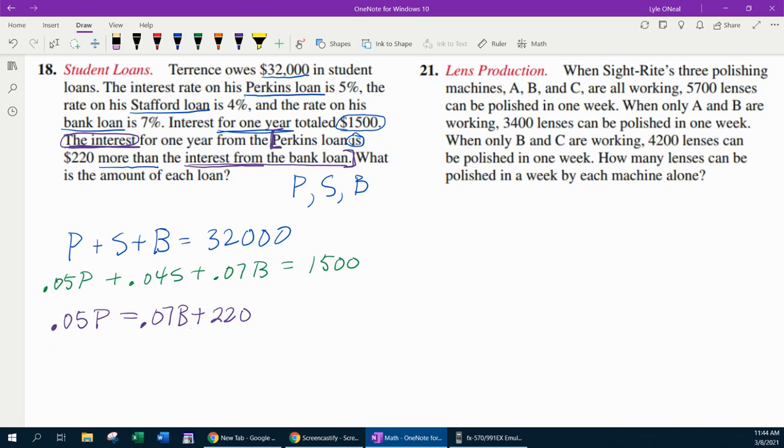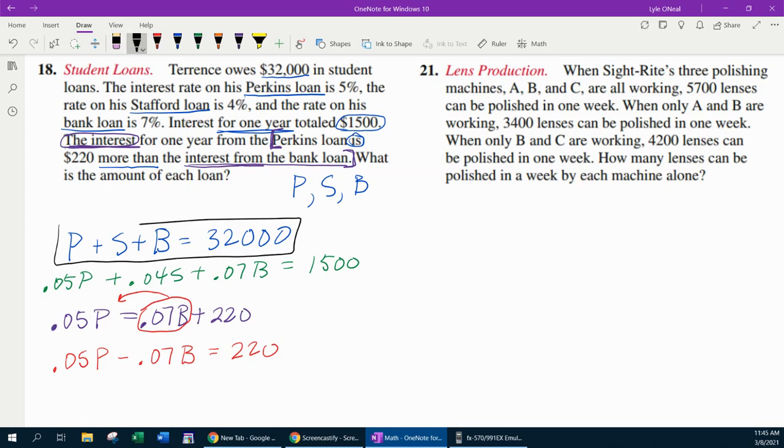And then if you needed to solve that, you can solve manually or electronically. But in order to solve this with the calculator, this last equation is going to need to be put in standard form. And that means we're going to have to move the 0.07b over. That'll give us 0.05p minus 0.07b equals 220. And then if I could, identify the three equations that we're going to put in the calculator.